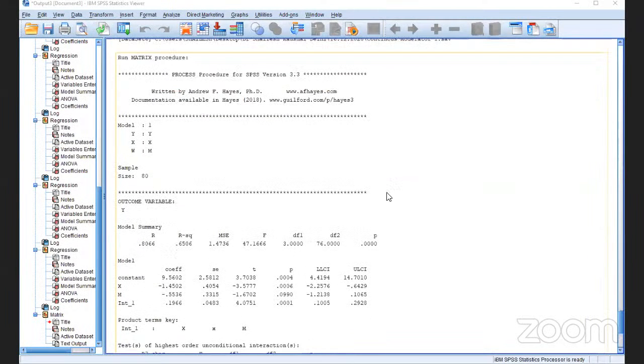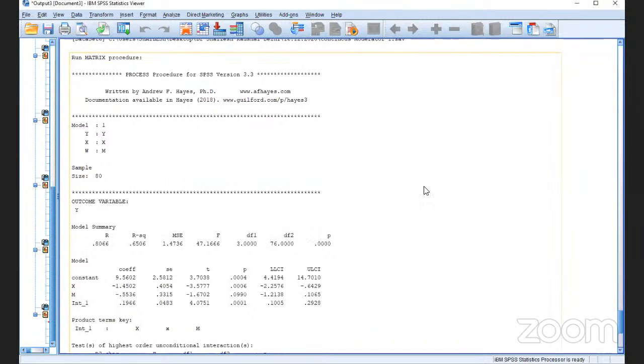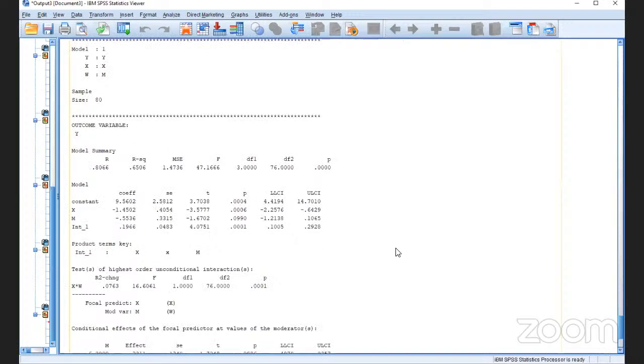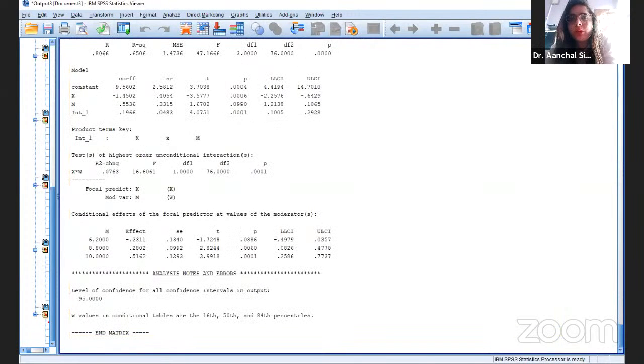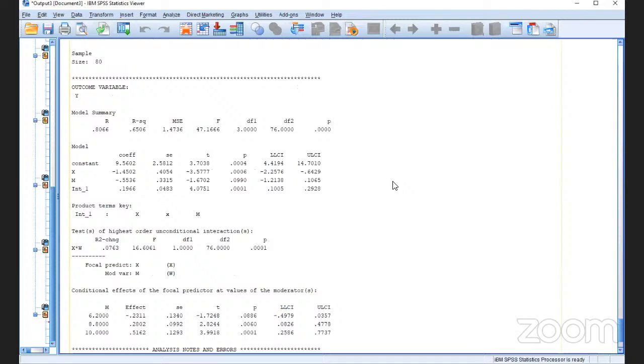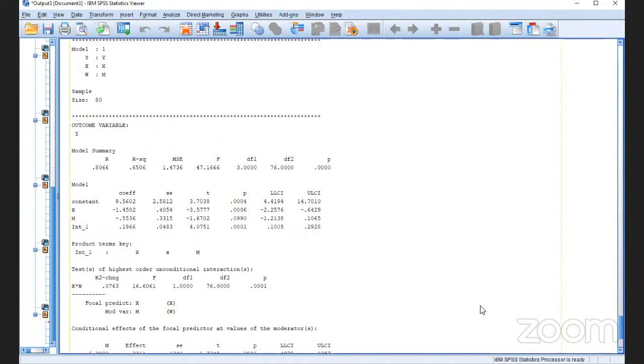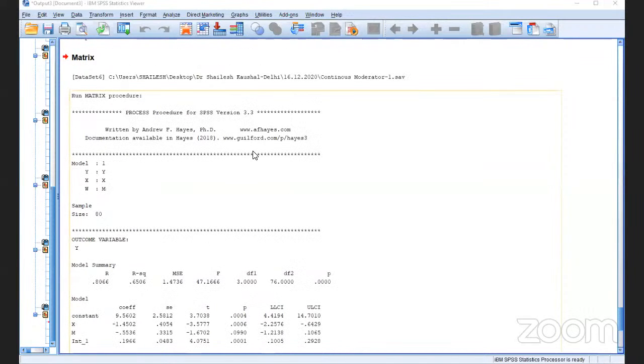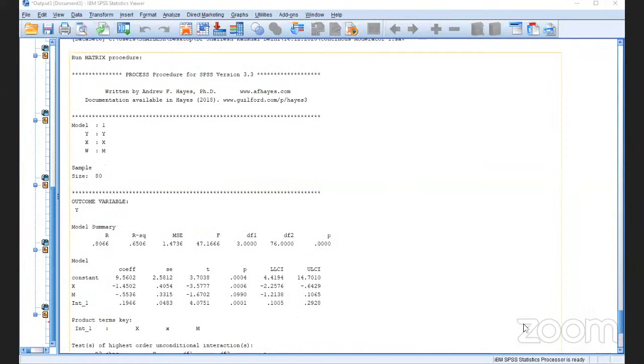This is the output. Can you see this output? Please inform me through chat. Can you see the output? Yes, sir, we can see the output. Okay, okay. Thank you, thank you.